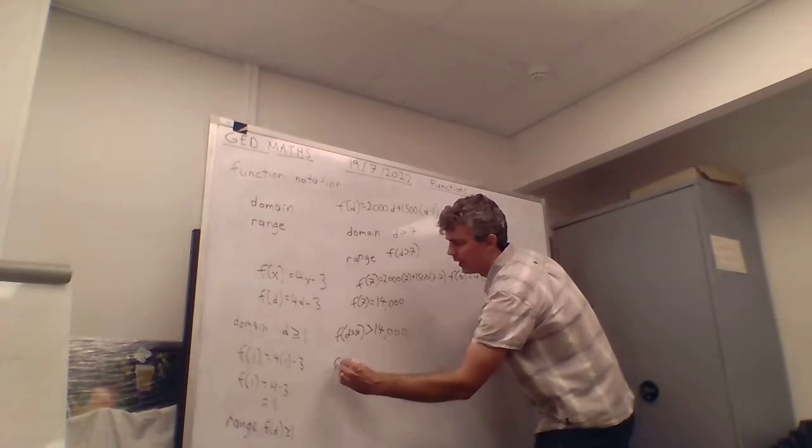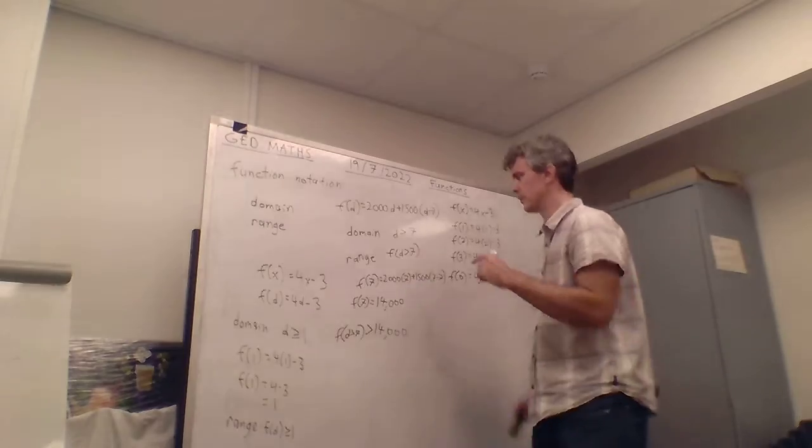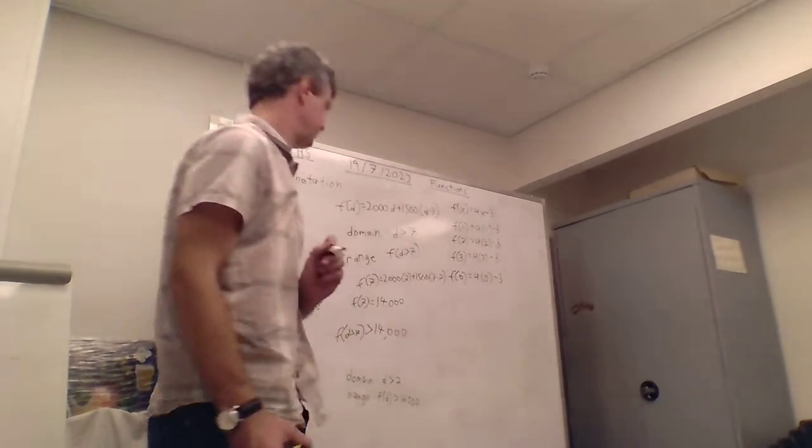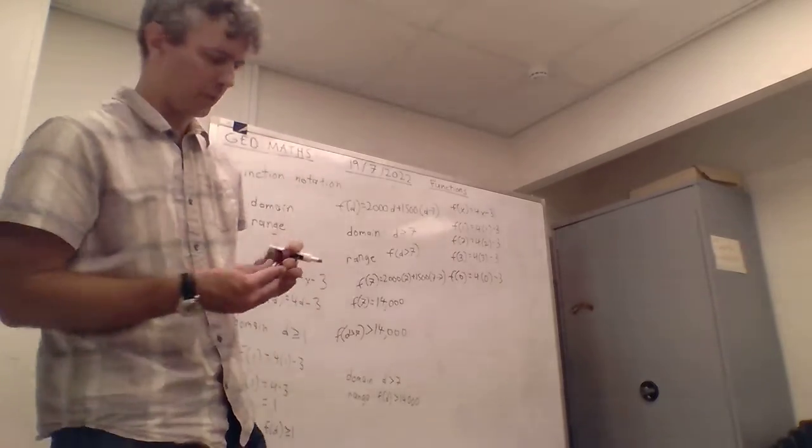Or you can say f of d range, just like domain, so I put them together. We say domain is d greater than 7. Range is f of d greater than 14,000. Do you see that? This is how domain and range work.